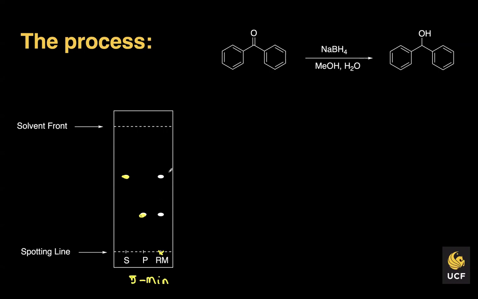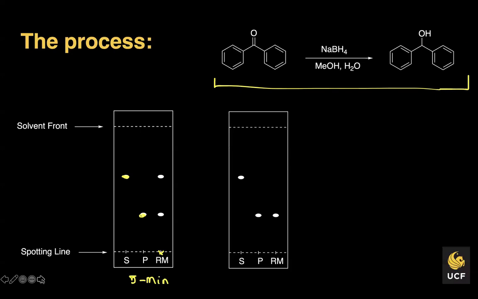You have two spots. One spot has a similar RF value as the starting material. You have another spot that has a similar RF value to the product. It tells you that within your reaction mixture, you have both the reactant and the product, right? So not all of the reactant has been converted into product. So what that typically tells you is that you would need to let the reaction run a little longer, and then you could take another TLC plate.